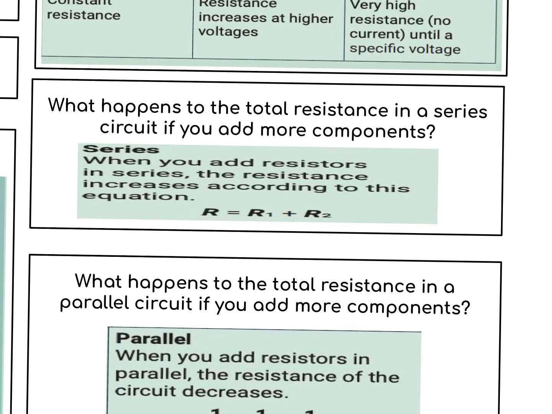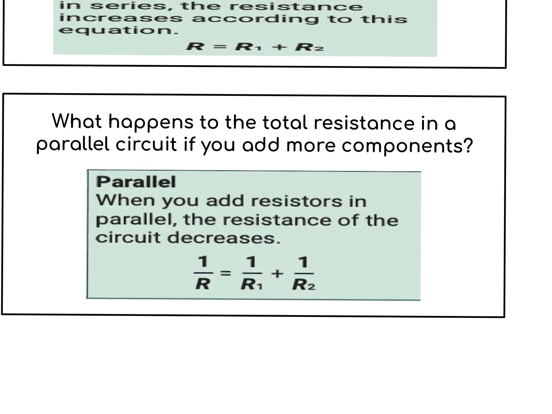When you add resistors in series, the resistance increases according to this equation. So resistance increases, you add them all together. Whereas in a parallel circuit, the resistance of the circuit decreases, and you do 1 over.